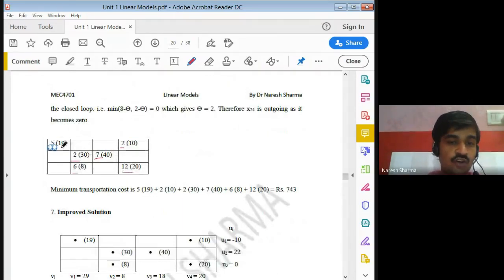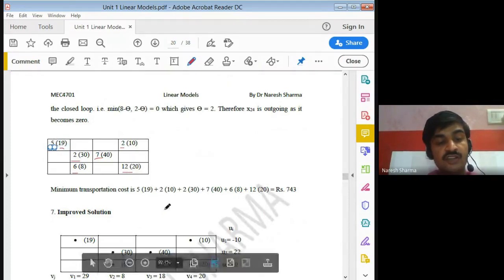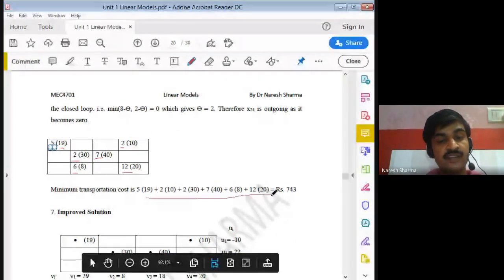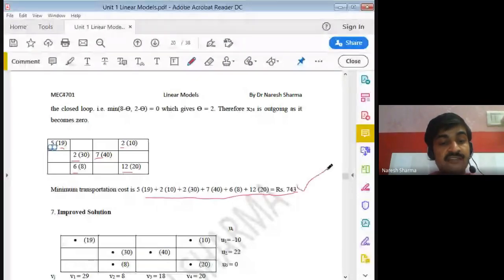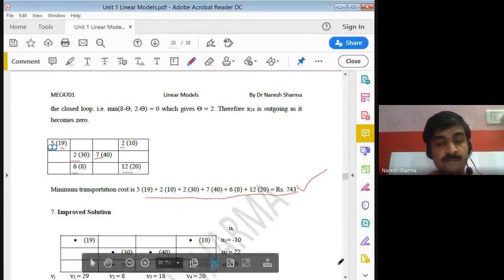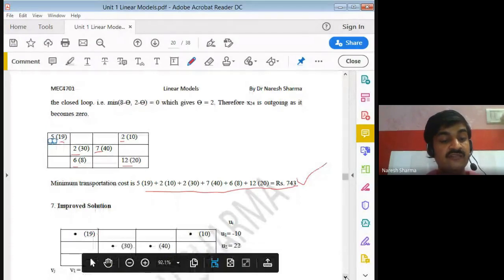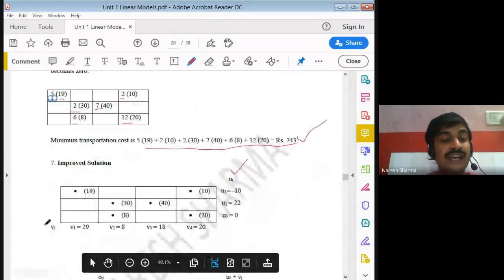So the corresponding cost you can see from the master table. So just multiply this, you get your minimum transportation cost after adding. So this is the new value. Now again we have to check whether this new value is the optimized result or not. That's why we again calculate the complete procedure, which is to calculate ui and vj for all allocated points.